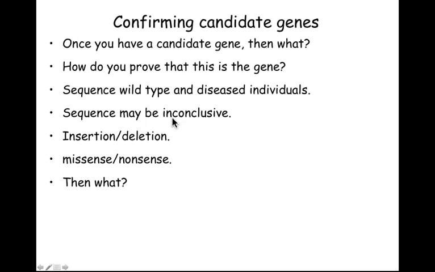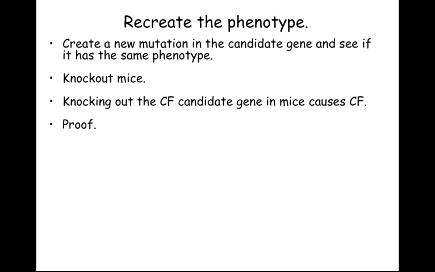So sequencing may be a little bit inconclusive in that if you sequence 2 individuals with your disease and one has a stop codon and one has a missense mutation, or one has just a base change in the promoter, it may be a little tough to completely conclude that that's what's causing your phenotype. So the gold standard for definitively showing that you've identified the right gene that's causing your phenotype, you can do in 2 ways. One is to actually recreate the phenotype, to create a new mutation in your candidate gene and see if it has the same phenotype.